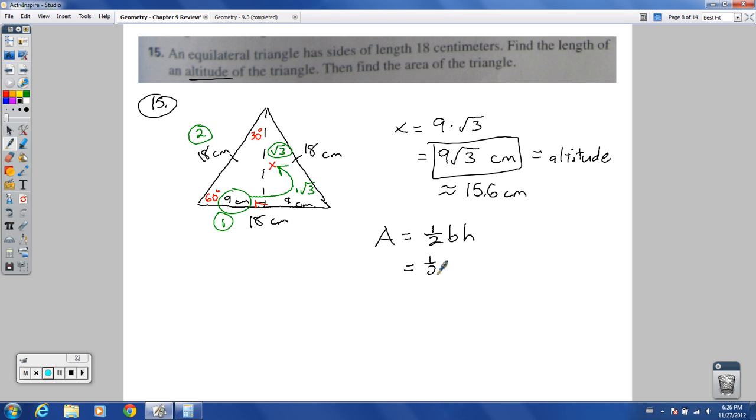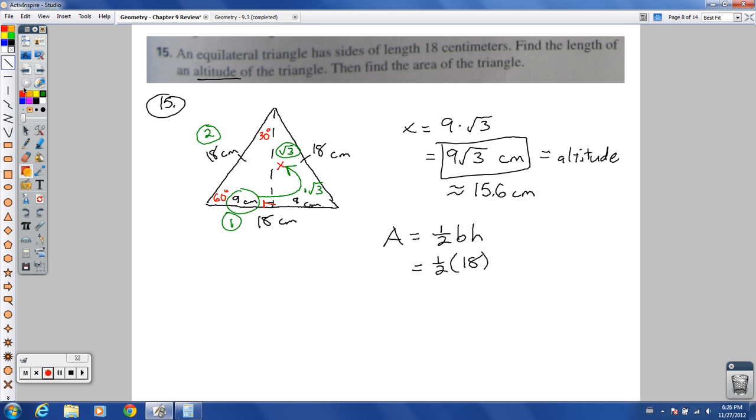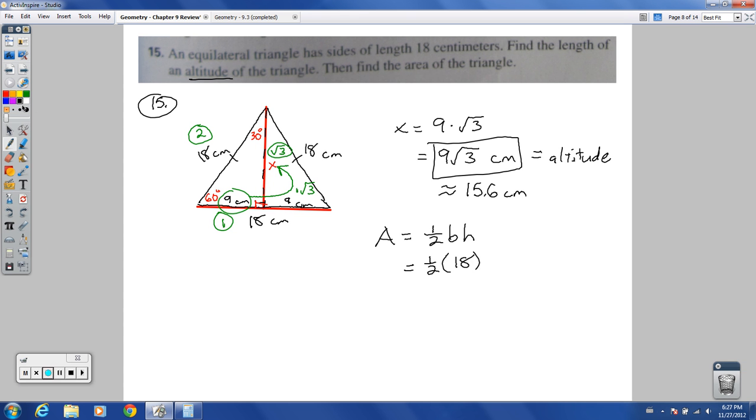And your base is this part right here. It's the 18 part. Why don't I highlight that in red just to make that stand out a little better. So here's your base right here, and here's your height or your altitude right here. So we're taking those values and plugging them in. Your height, better to use the exact answer until the very end, as long as you can do that. This would be 9 times 9 radical 3, which would be 81 radical 3 centimeters squared.